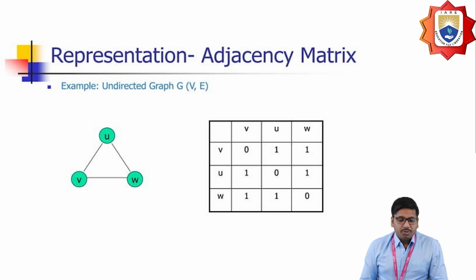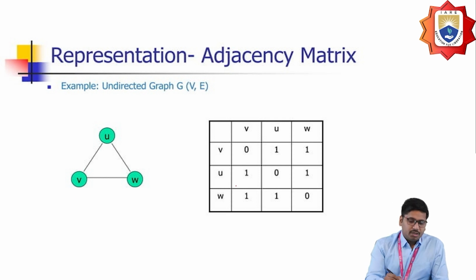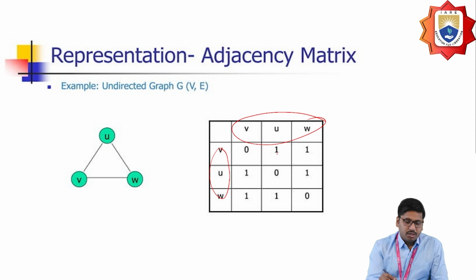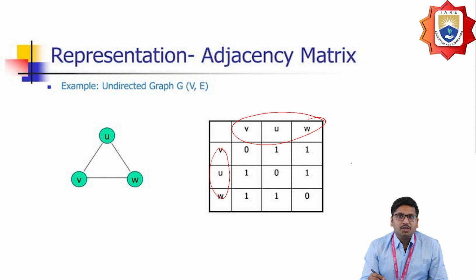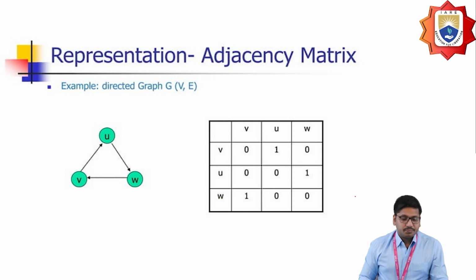Next, we are going to represent the adjacency matrix. If I consider a matrix, consider the vertices of the graph along the x axis and y axis. Whenever there exists an edge between them, I can represent it as 1, otherwise it should be 0.